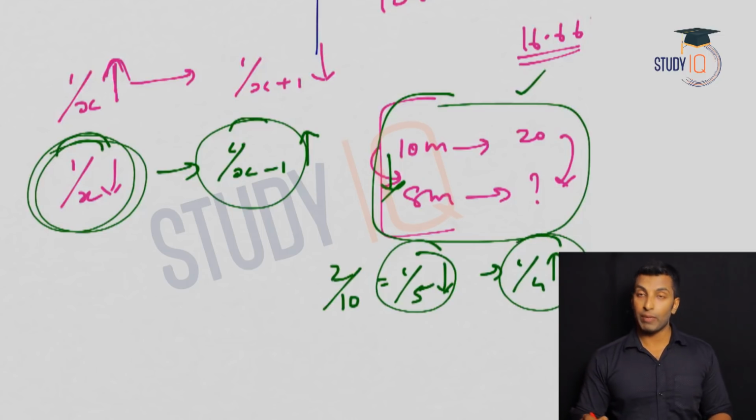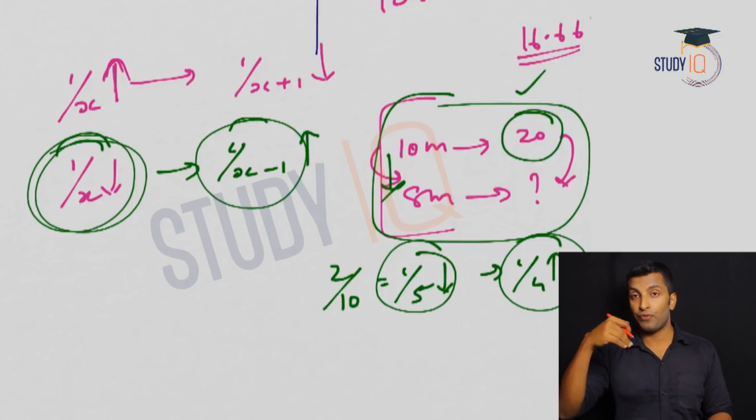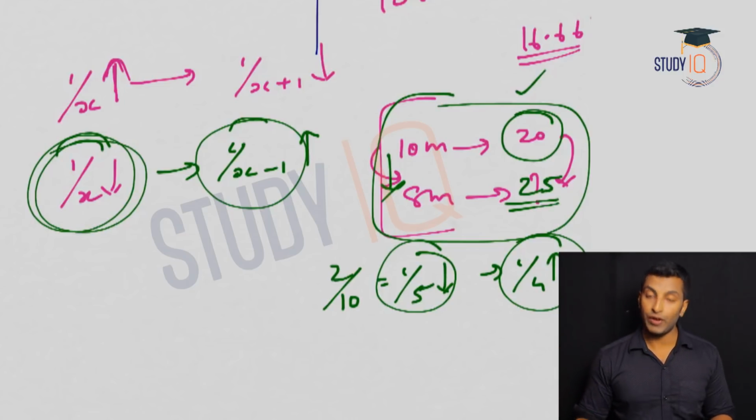So that you understood, 1 by 4. So what is 1 by 4 of 20? 1 by 4 of 20 is 5. So a 5 days increase will be there. So here you can write 25. 25 will be your answer.